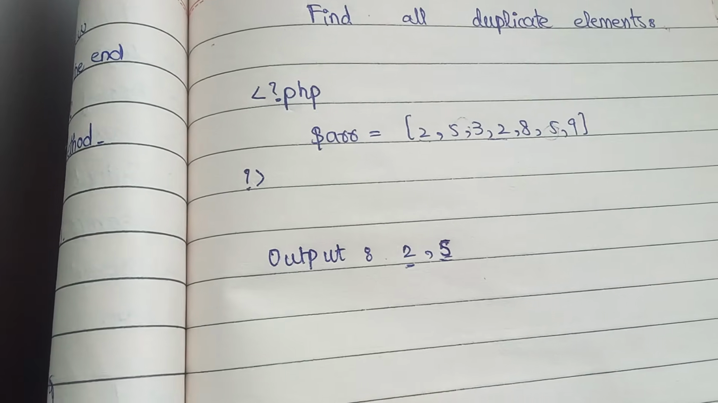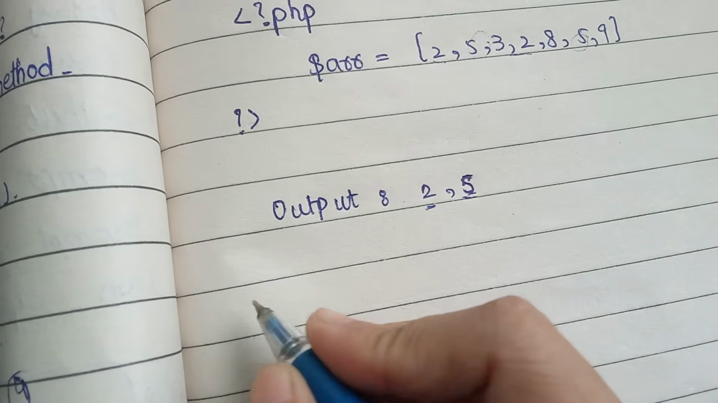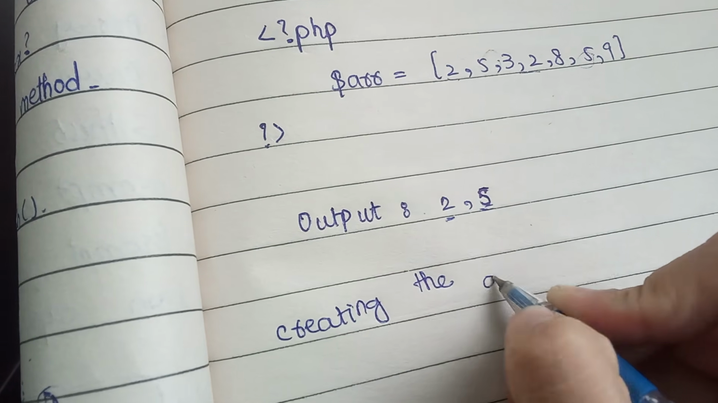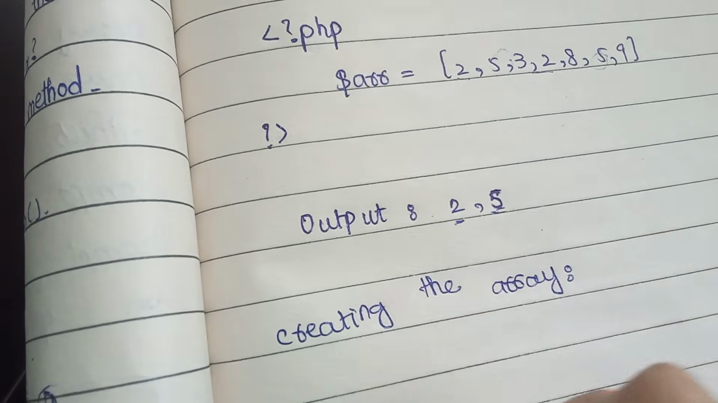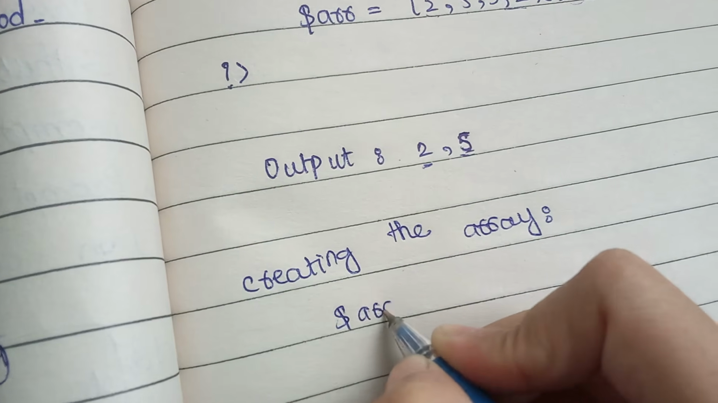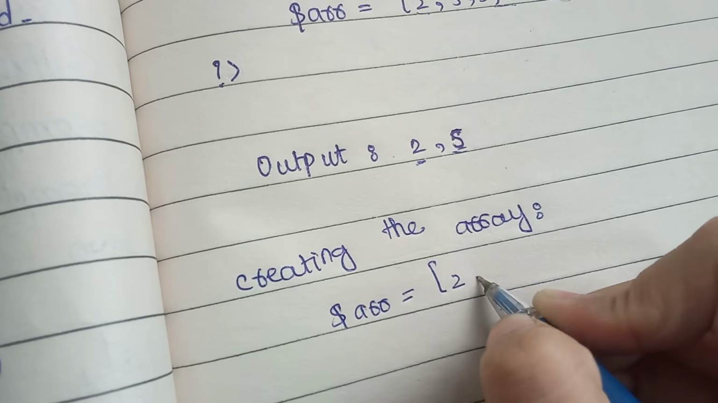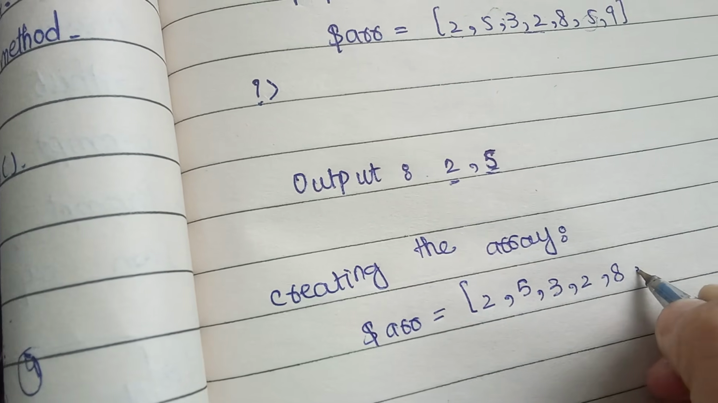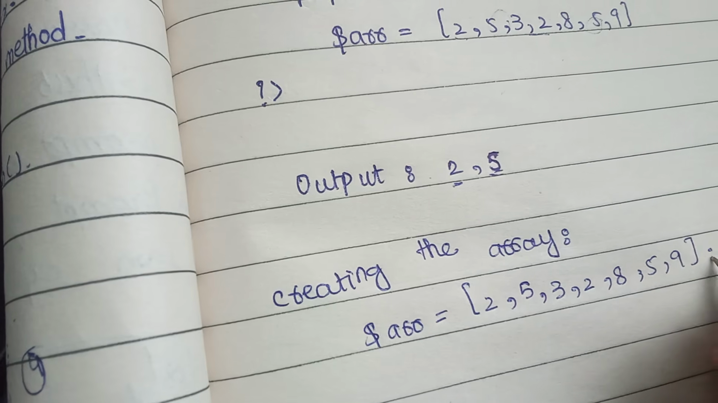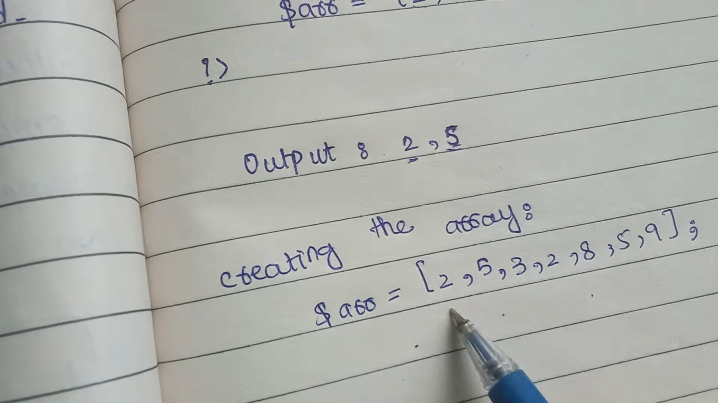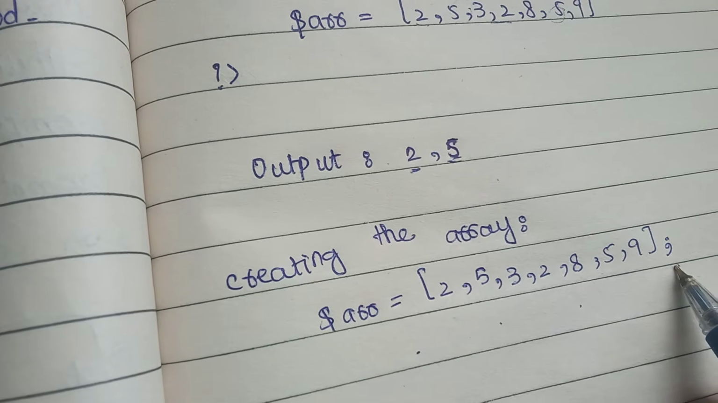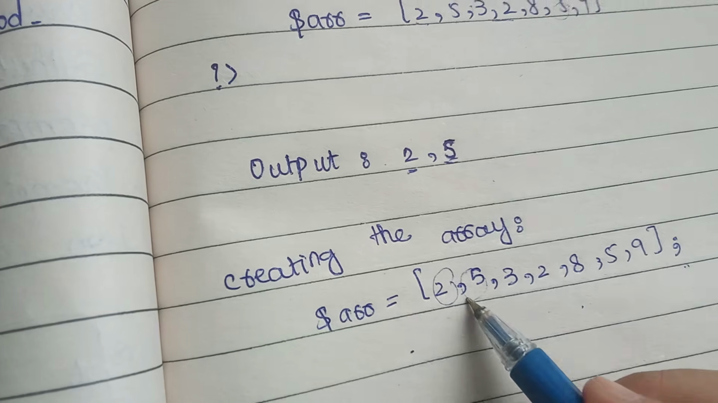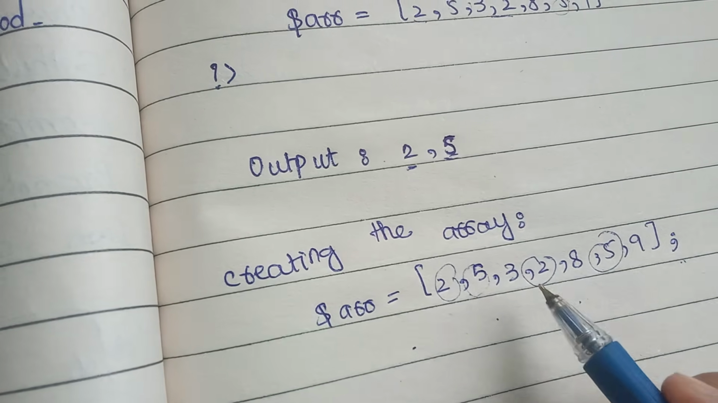Now let's understand how this problem works. Step 1 is creating the array. $array name is equal to the elements 2, 5, 3, 2, 8, 5, 9. Here we create an array containing 7 elements, so its last index will be 6. Notice that the numbers 2 and 5 each appear twice.